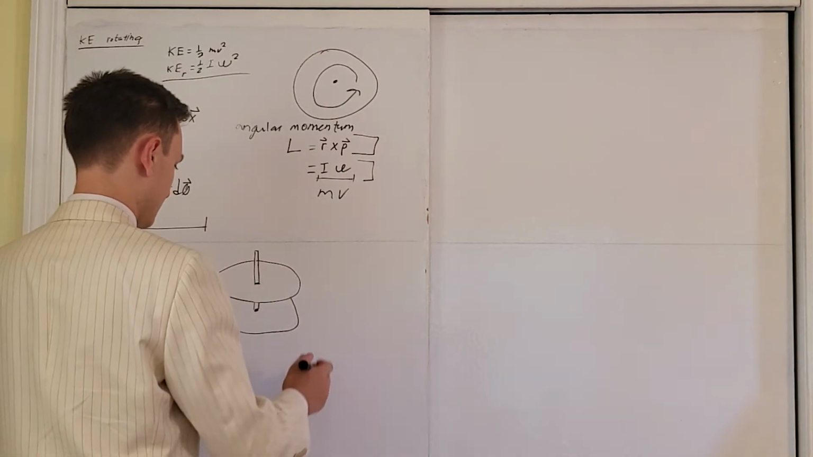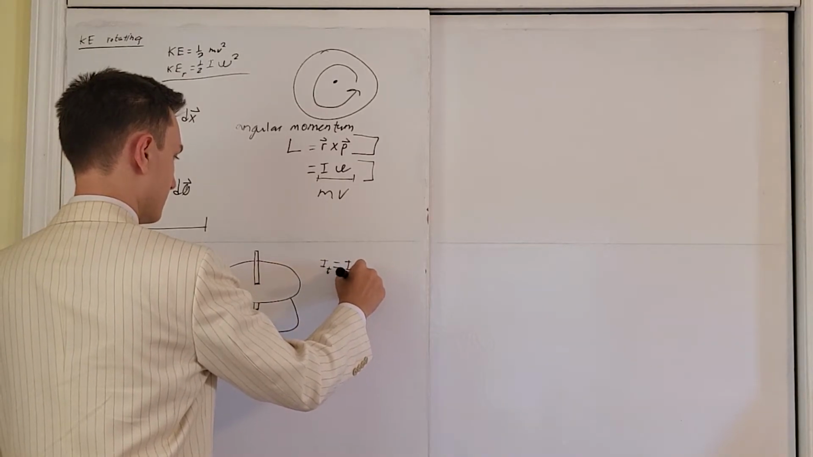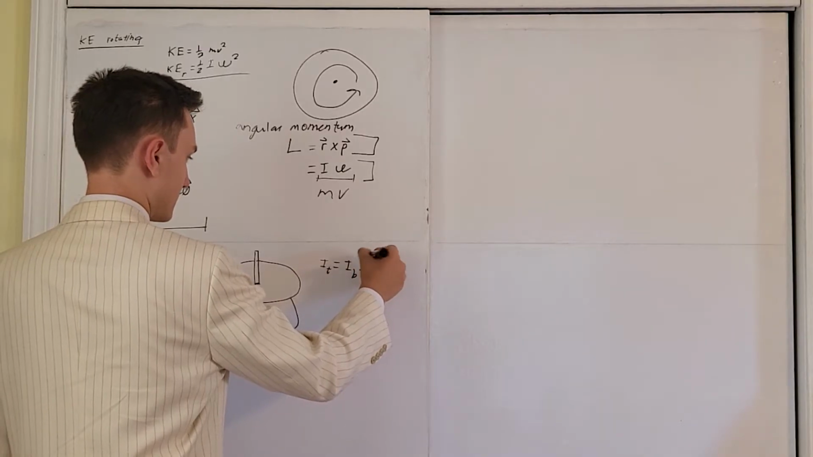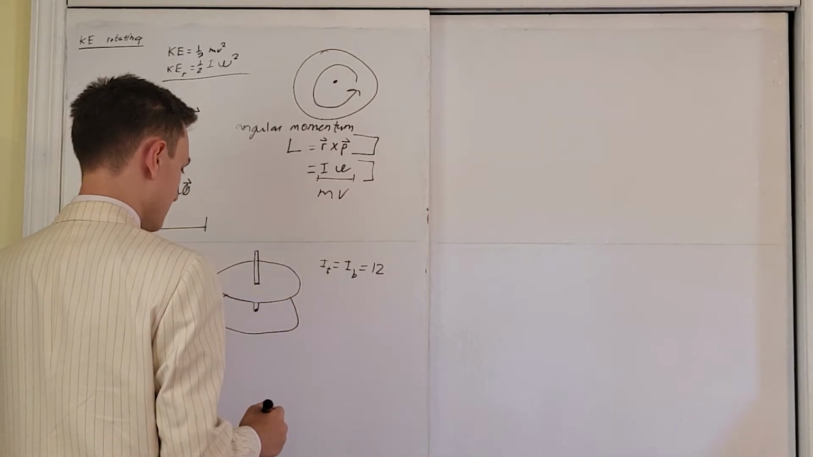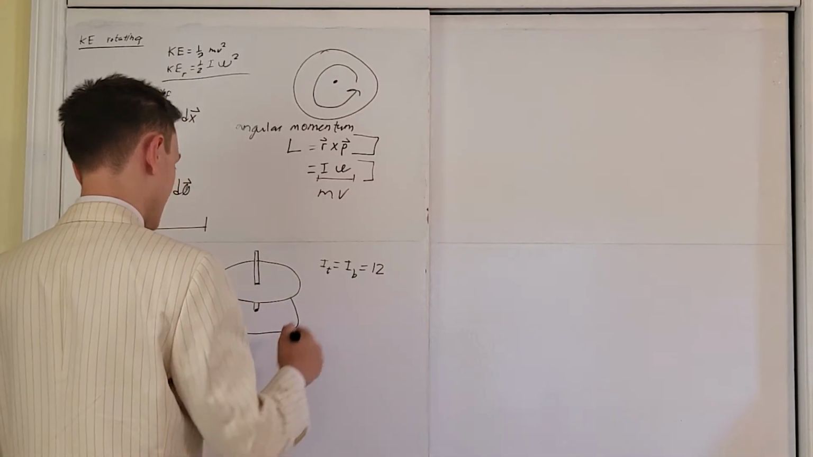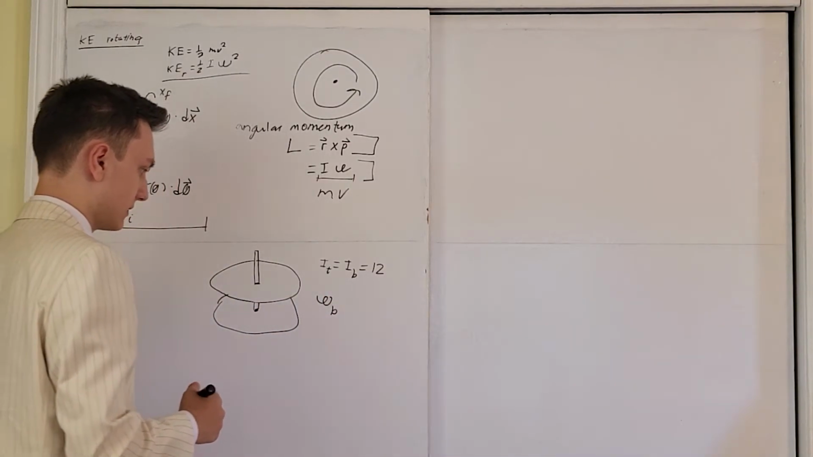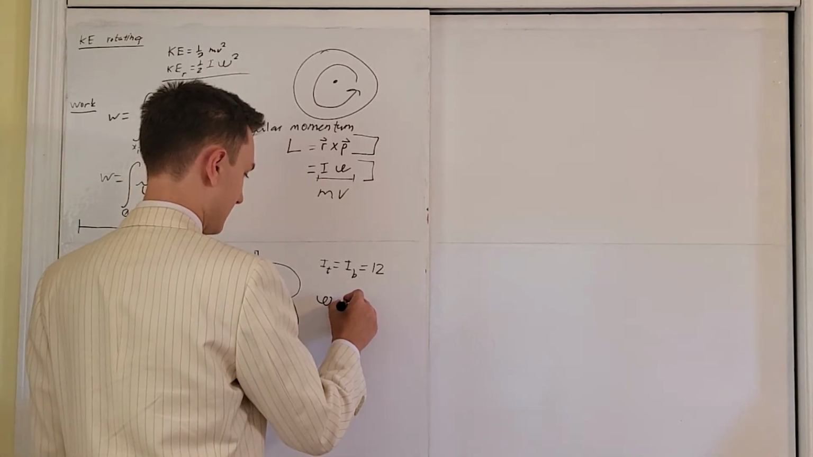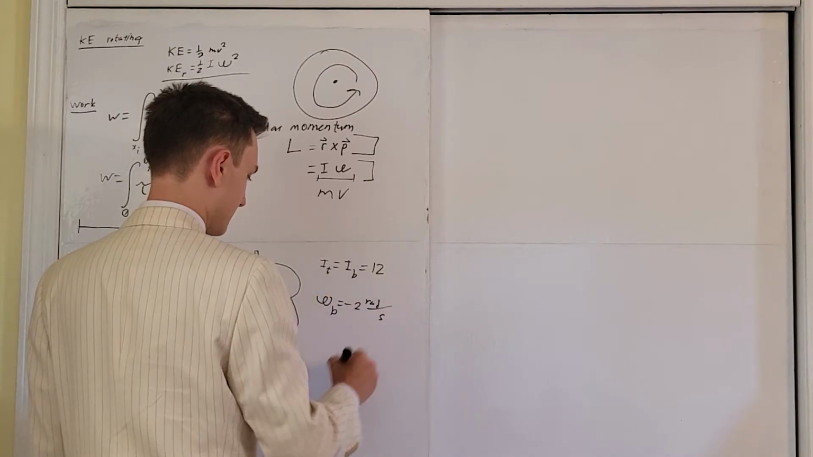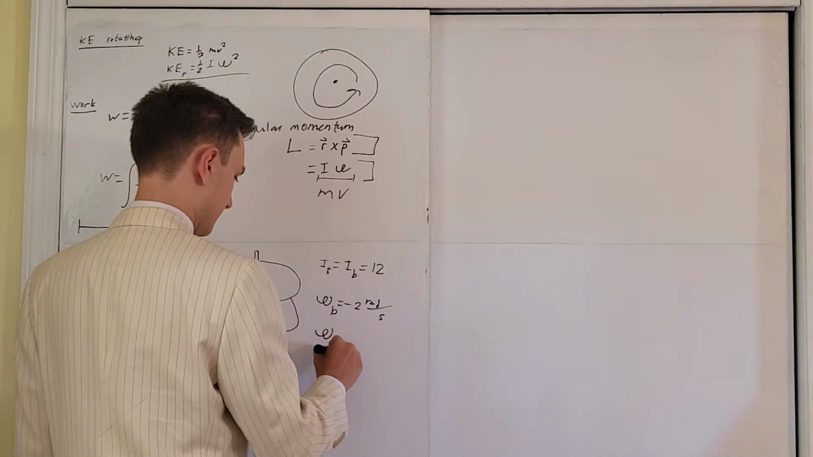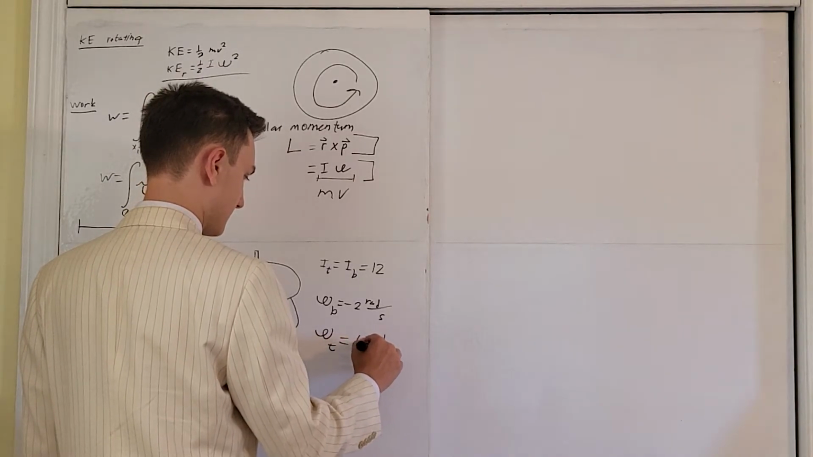We are given that the moment of inertia of the top is equal to the moment of inertia of the bottom, which is equal to, let's say, 12. I don't know. So then we would be given that the angular velocity of the bottom disk is in the negative direction, let's say -2 radians per second, and the angular velocity of the top disk would be +6 radians per second.